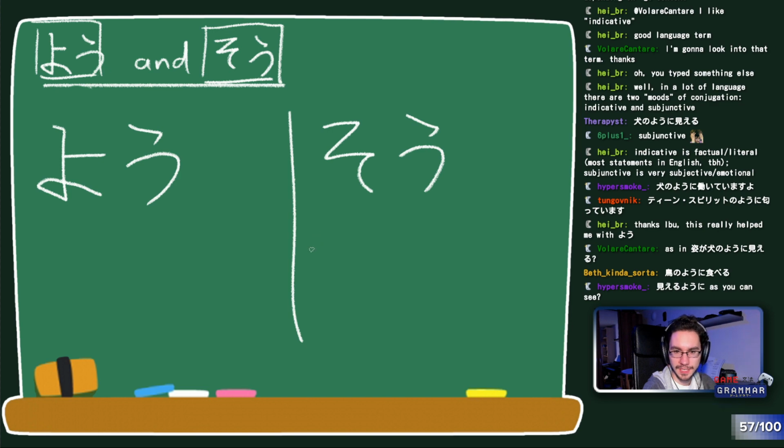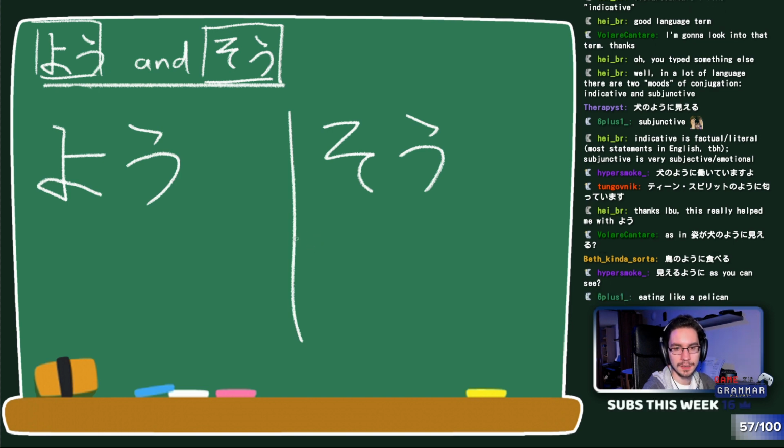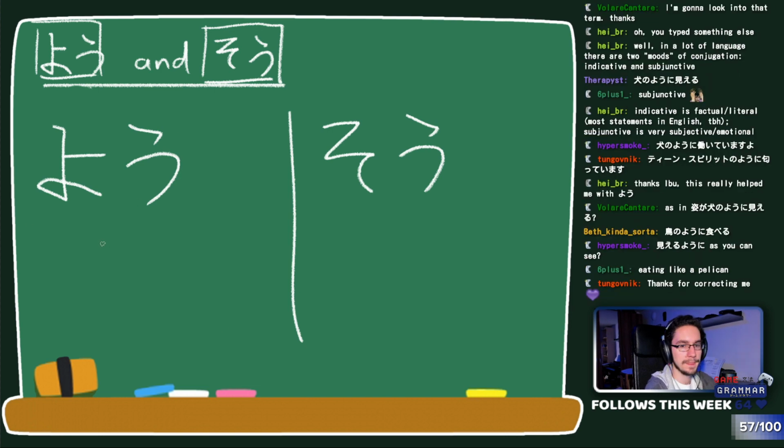見えるように, as you can see. 見えるように is like it is visible. It's like it is visible to me. You're saying that's how it is to me. Like, 見えるように, as though I can see.